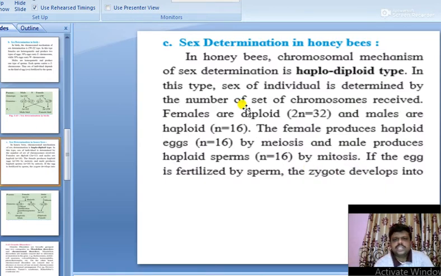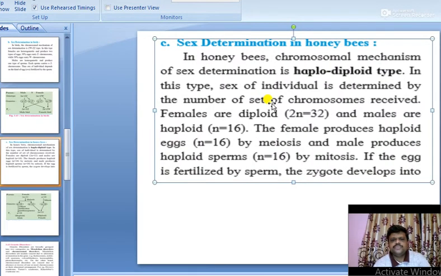Let us see the sex determination in the honeybees. In honeybees, the chromosomal mechanism of sex determination is haplodiploidy, which means it involves the haploid and the diploid type of sex determination. In this type, the sex of individuals is determined by the number of sets of chromosomes received. Females are diploid. In honeybees, females are diploid, that is 2n, 32 chromosomes in total, and in males there are a total of 16 chromosomes, that is denoted by n.